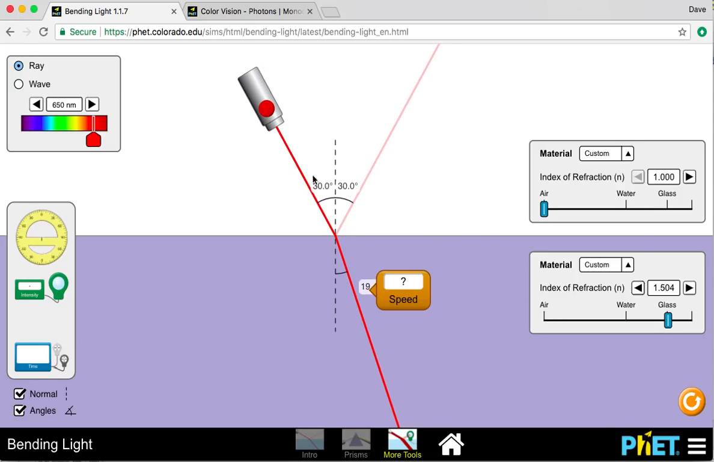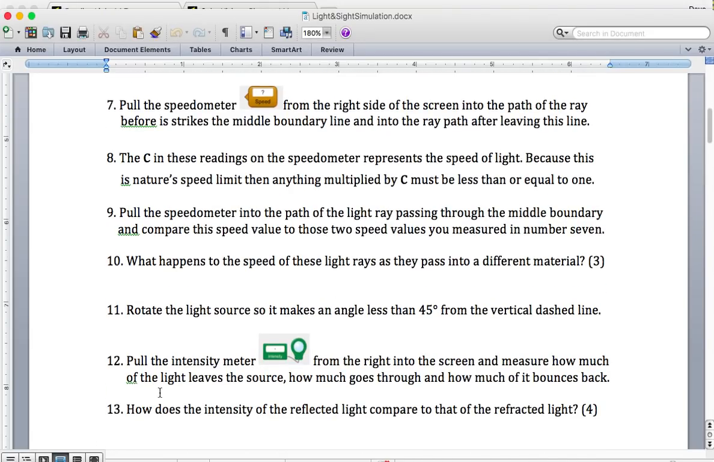Let's go with 30. Now pull the intensity meter, which just measures how much light is being bounced off or transmitted through, from the right of the screen, and measure how much of the light leaves the source, how much of it goes through, and how much of it bounces back or gets reflected.